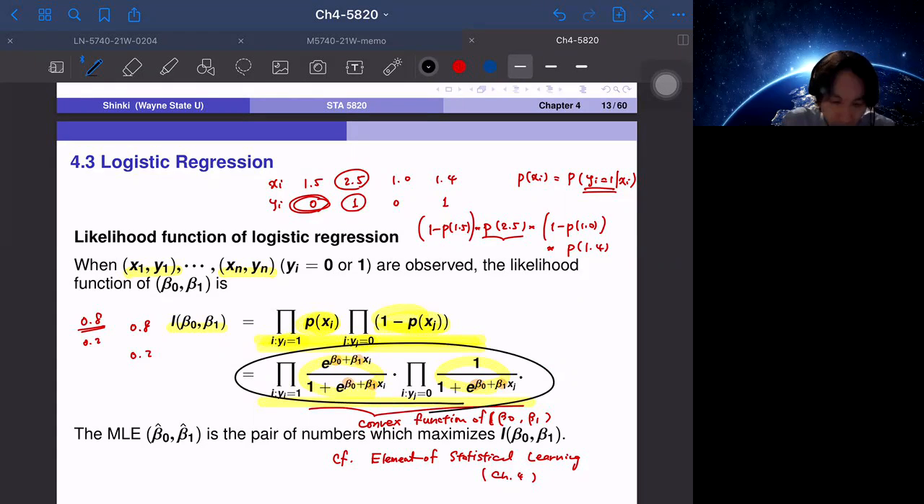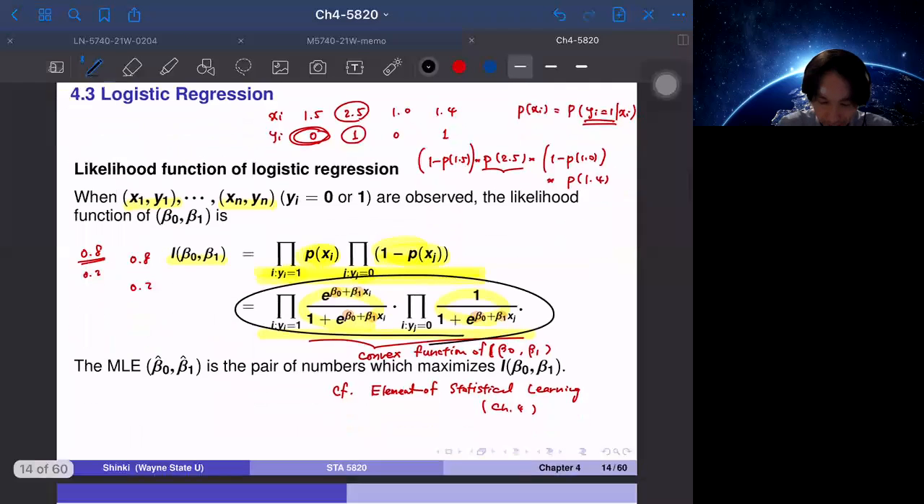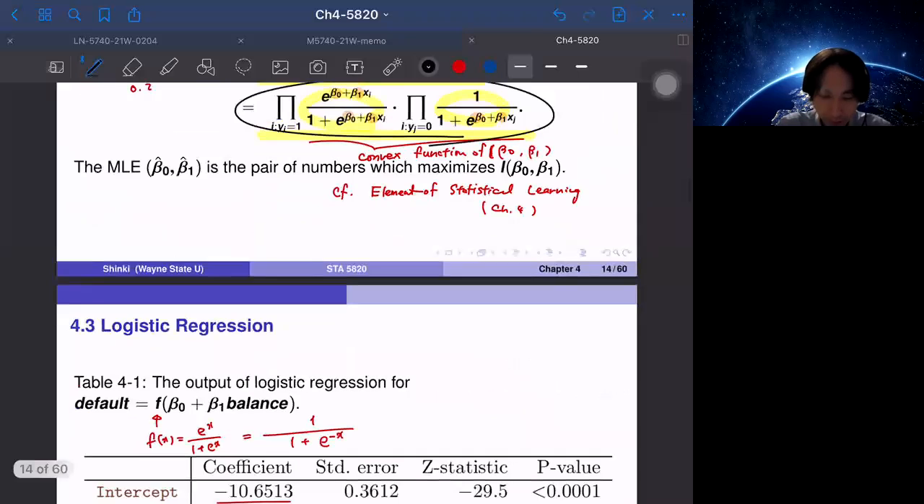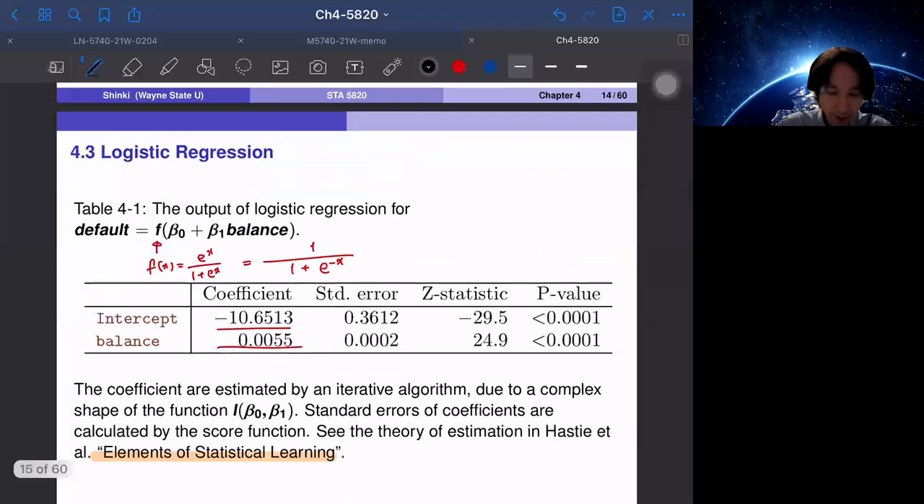So to maximize this function, basically we have to rely on the numerical method. But the one good thing is that this function is concave. I mean, the negative of this is convex. So optimization doesn't have the local maxima problem. So still, we can reliably estimate coefficients even if the dimension is high.